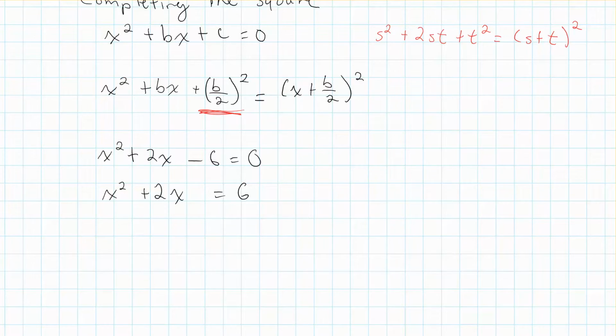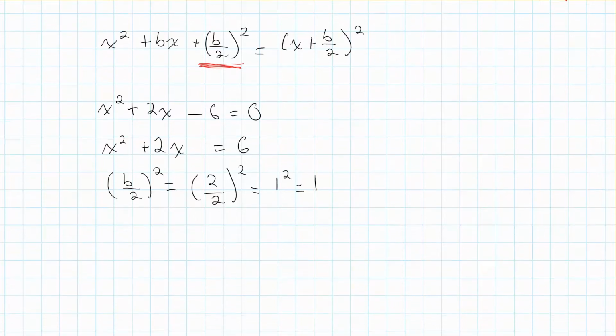Then I'm going to compute what b over 2, quantity squared, is. Well, this would simply be 2 over 2 squared, which of course is 1 squared, which is just 1. Now I need to have that plus b over 2 squared. Well, I'm simply going to add it to the left-hand side.